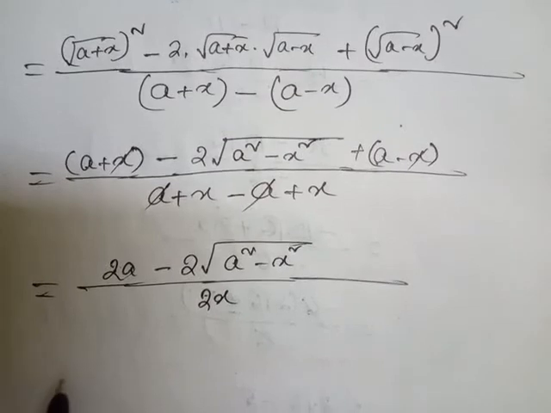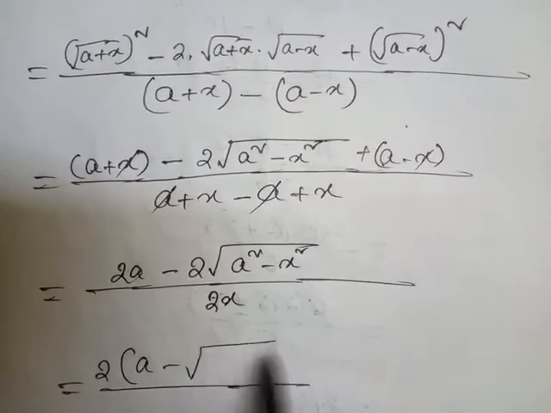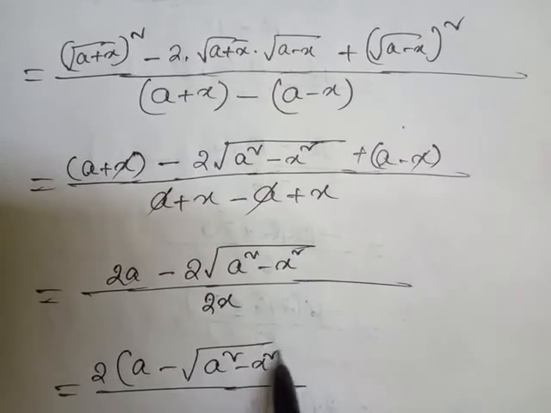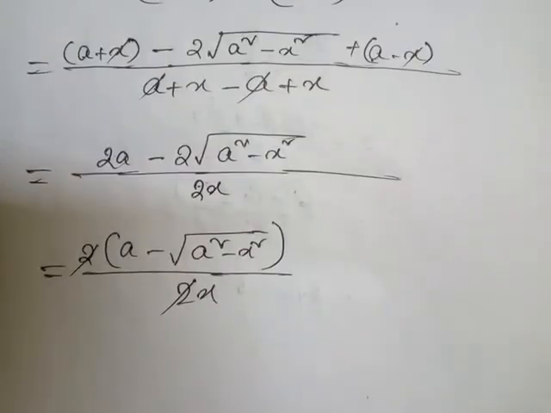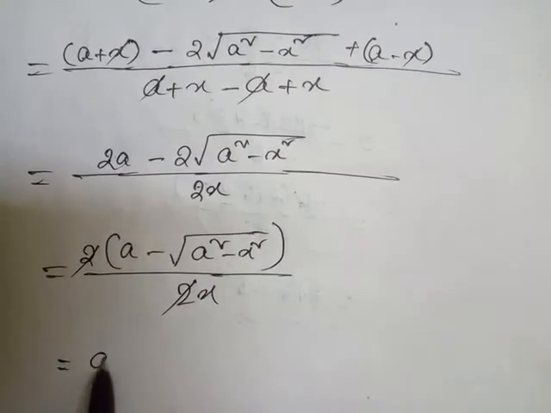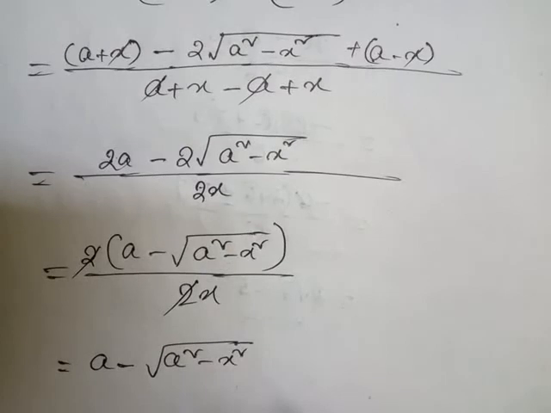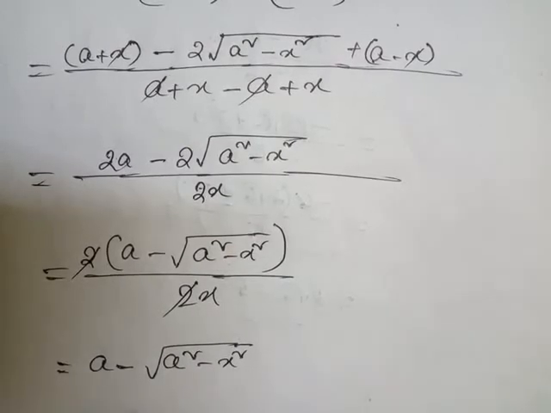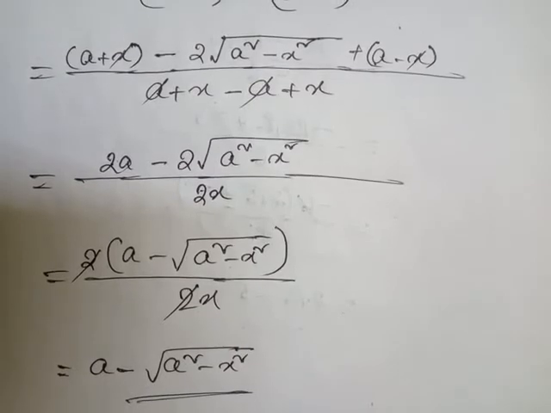Now if I take just 2 common from here, so a minus root over a square minus b square by twice x, 2 and 2 cancelled, so last answer would be a minus root over x square minus x a square minus x square. This is the answer of the last question, Roman 9.